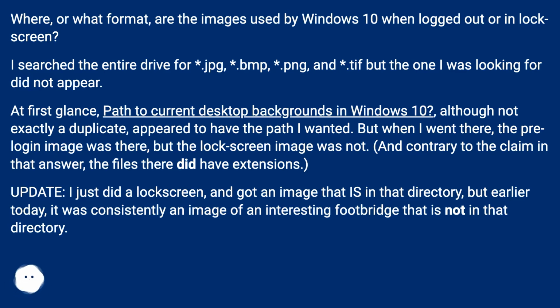At first glance, "path to current desktop backgrounds in Windows 10", although not exactly a duplicate, appeared to have the path I wanted. But when I went there, the pre-login image was there, but the lock screen image was not. And contrary to the claim in that answer, the files there did have extensions. Update: I just did a lock screen, and got an image that is in that directory, but earlier today, it was consistently an image of an interesting footbridge that is not in that directory.